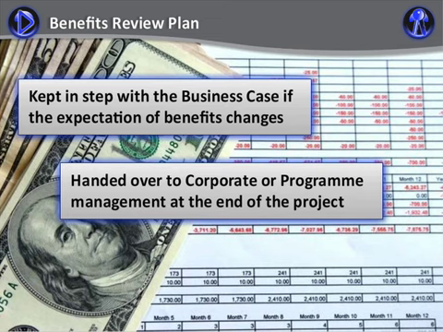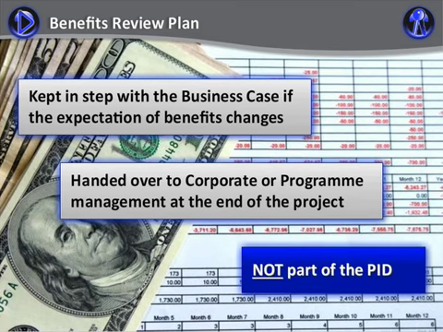Effectively, it is the instructions to corporate or program management about what needs to be done to check whether or not the benefits actually happened as expected. It is not part of the project initiation documentation, as it is not part of the contract for the project manager to run and manage the project. It defines work that will be carried out after the project is closed.